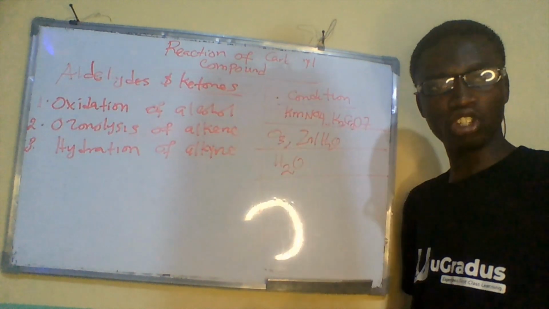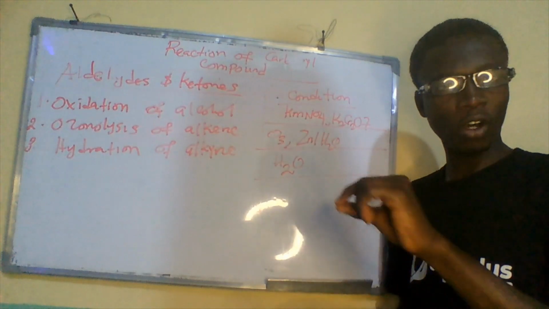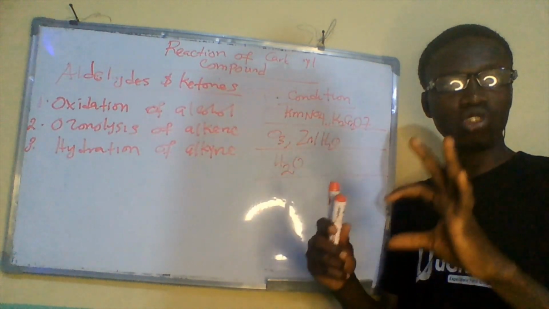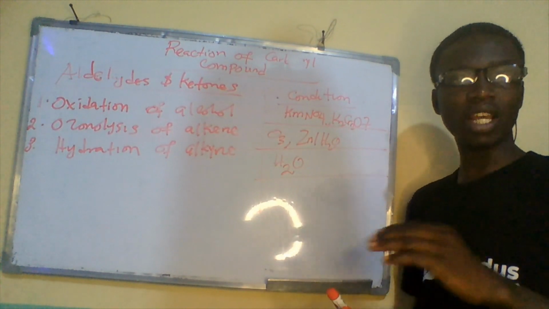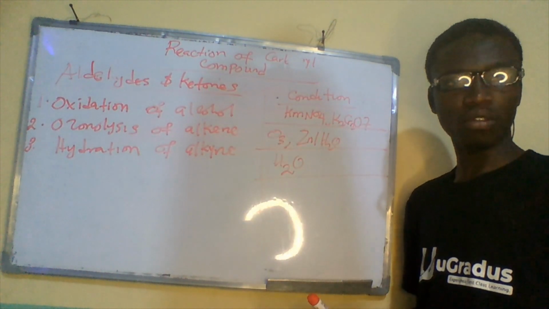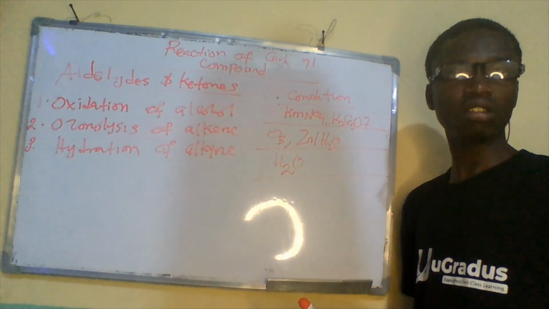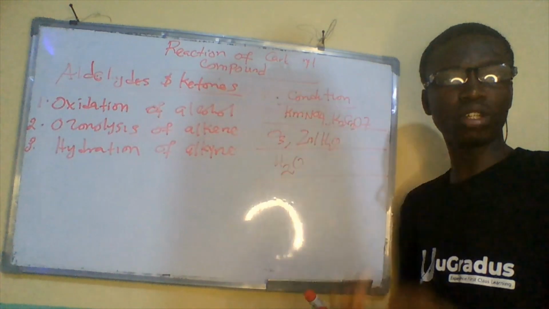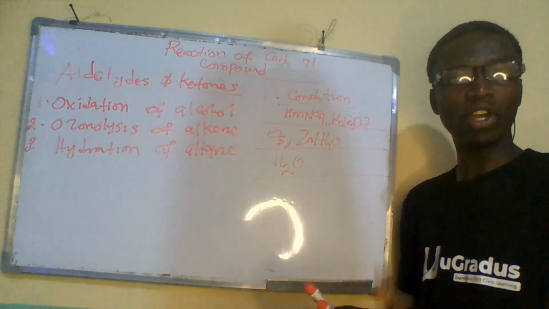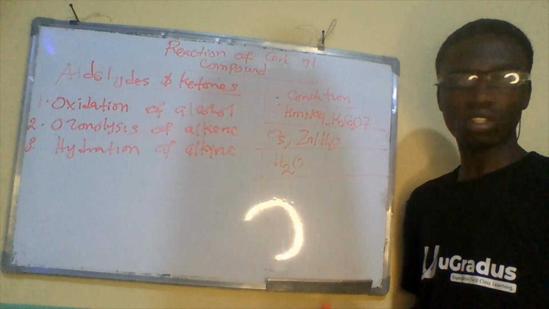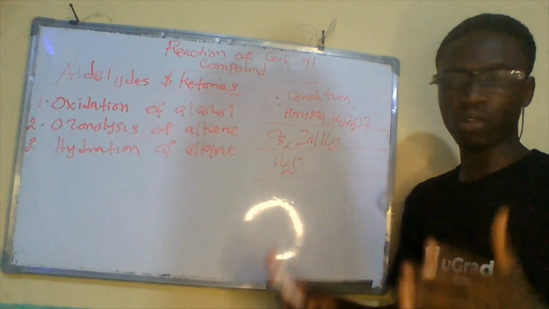But if there is a branch, and particularly the branch is on one of the carbons hosting the double bond, at least you will get one alkanal and one alkanone. Example, you can say 2-methyl-butene. The methyl is attached to one of the carbons hosting the double bond. So when you ozonolize it, we are going to get one alkanal and one alkanone. So those things are just a prerequisite.